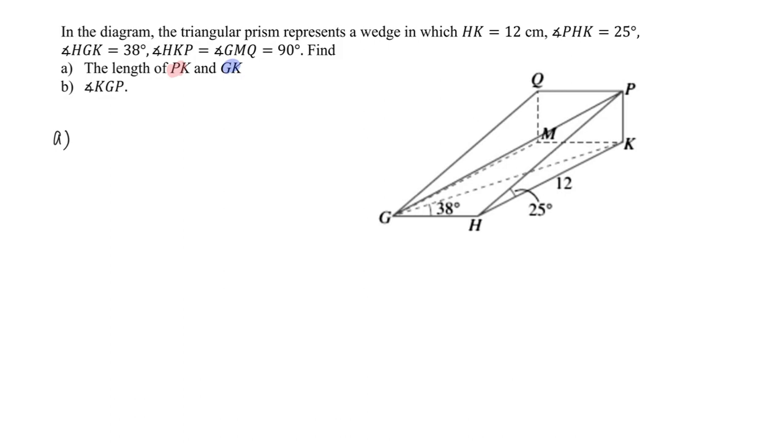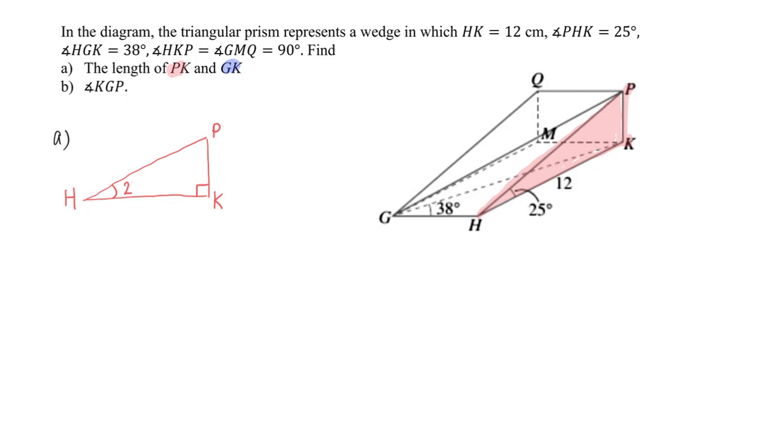So for PK, which is here, I am going to focus on this triangle because I'm given 25 degrees there. And what do you think this is? P is vertically above K. So this PKH is in fact, yes, a right angle triangle. We do need to be able to identify and see this visually.